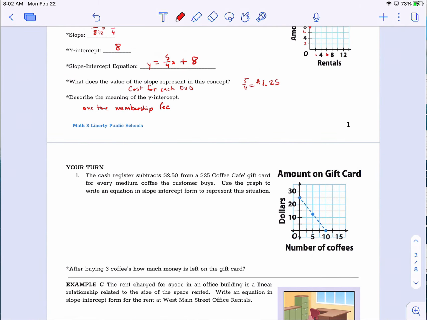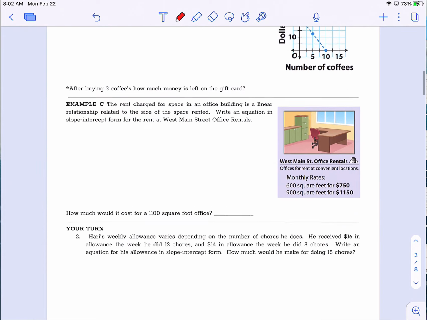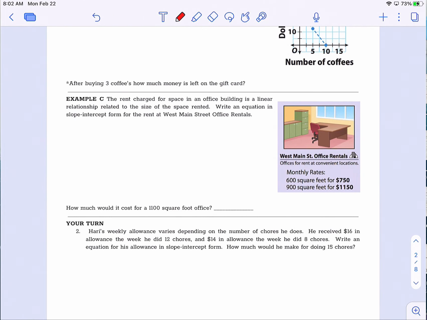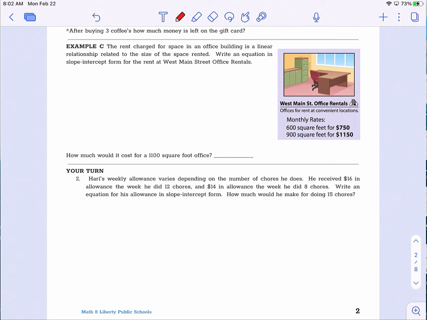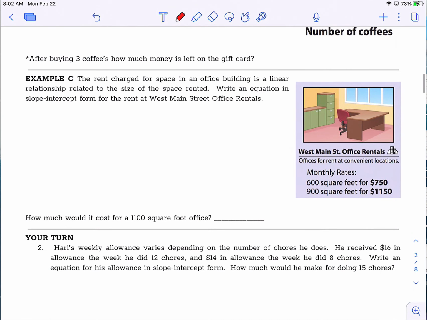Okay, last one is example C. So let's read through this. This one's a little bit different. It says the rent charge for a space in an office building is a linear relationship related to the size of the space rented. Write an equation in slope-intercept form for the rent at West Main Street office rentals. So we're going to use this stuff right over here that I'm highlighting, where it says monthly rates. That's the information that we need.